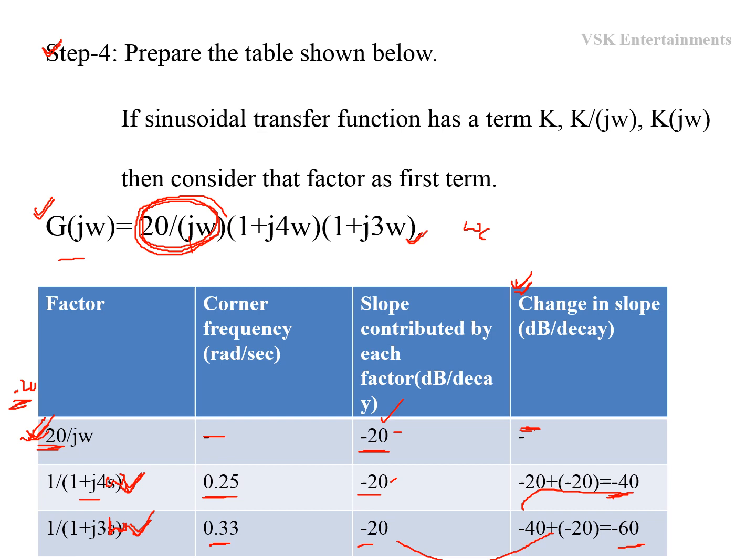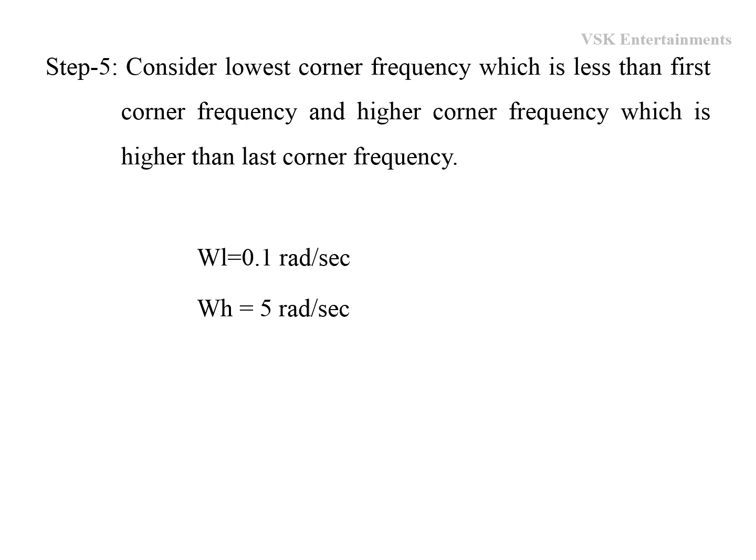This is about the fourth step, that is formation of a table with respect to factors and corner frequencies. Coming to the fifth step, we have to consider the lowest corner frequency as well as the highest corner frequency. We have to consider the lowest corner frequency which is less than the first corner frequency omega c1. Similarly, we have to consider the highest corner frequency, that is omega h, which is greater than the last corner frequency.